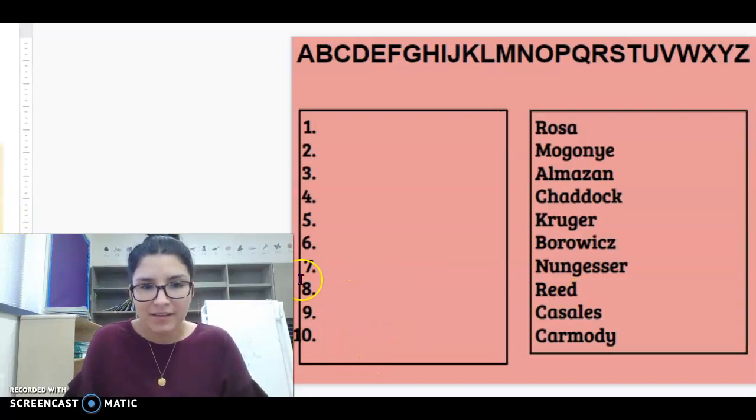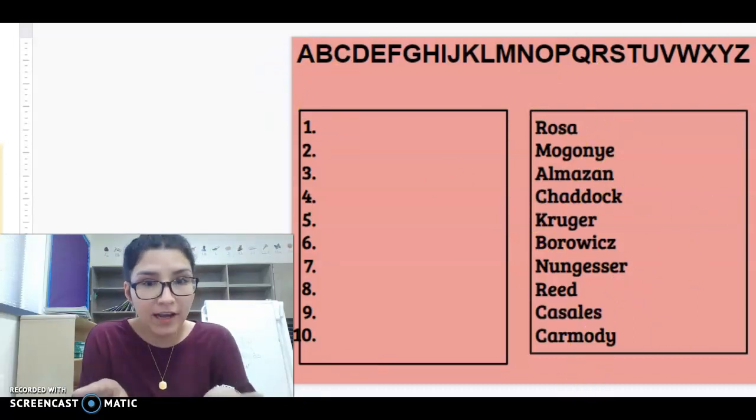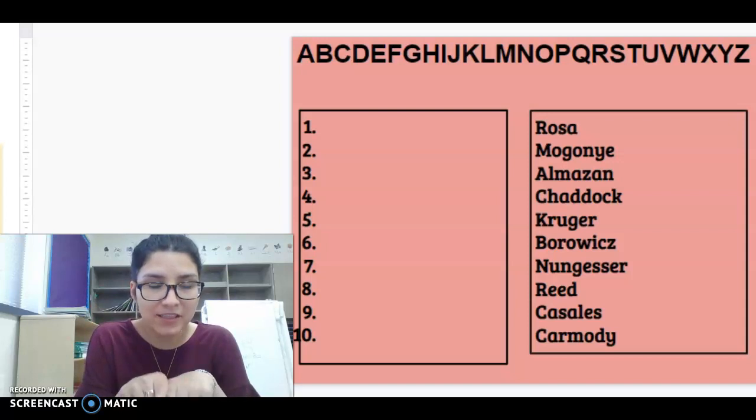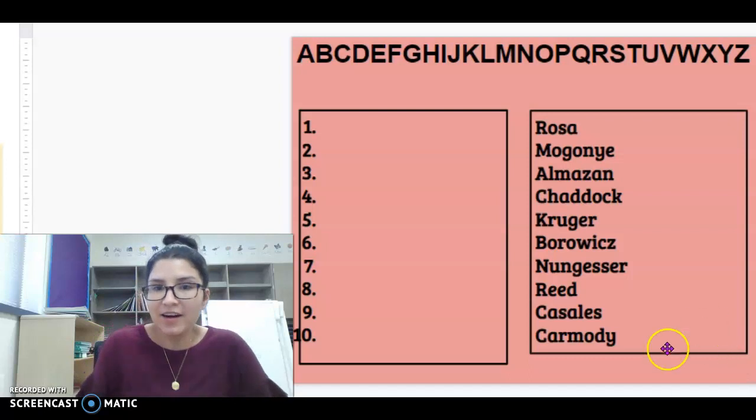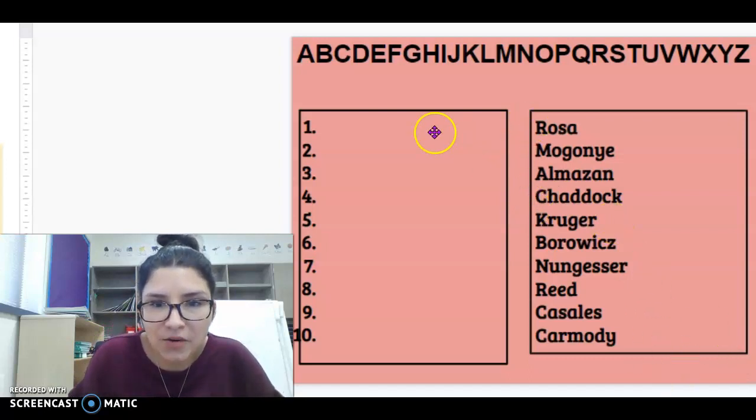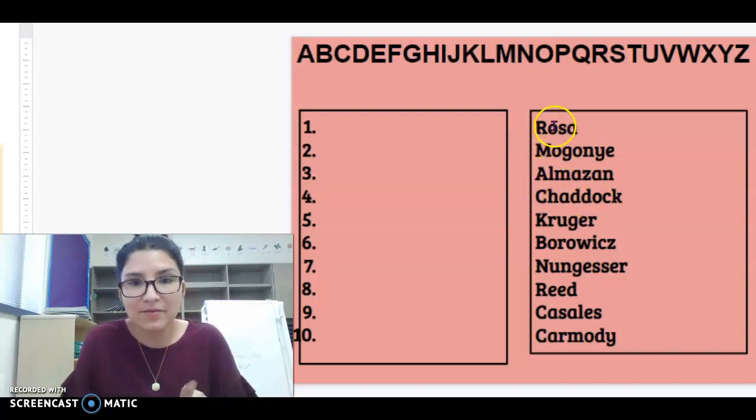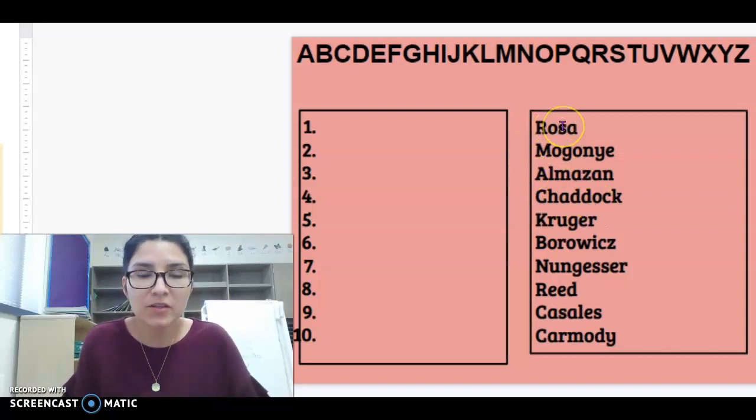All right, so I have all these names right here, and here's my tool, the alphabet. I need your help to put these names in alphabetical order, okay? All right, let's begin. This is really good if you come across words, you can do this.